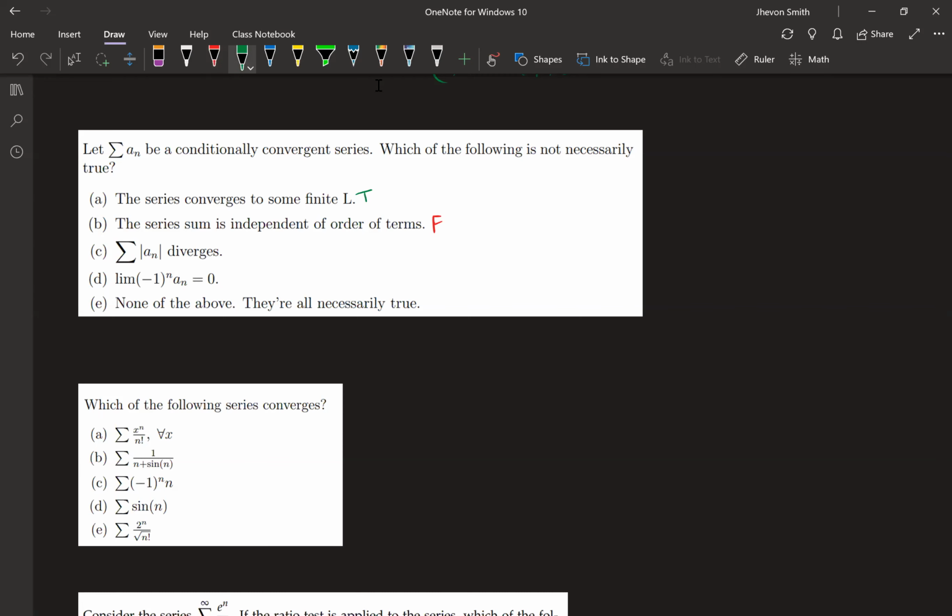That's true, because if the sum of the absolute value of the terms converges, we would not call it conditional convergence. We would call it absolutely convergent.